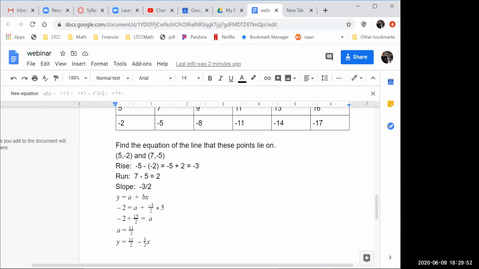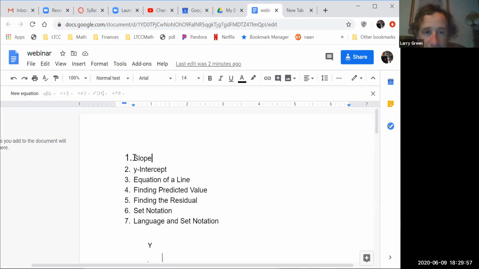Okay, so let's go back up and talk about where we are. We now know how to find the slope, whether you're given it visually or using points. Similarly, we know how to find the y-intercept, whether visually or with points. The equation is y equals a plus bx, and that's no problem. And then the next question is to find the predicted value. Any questions on that?